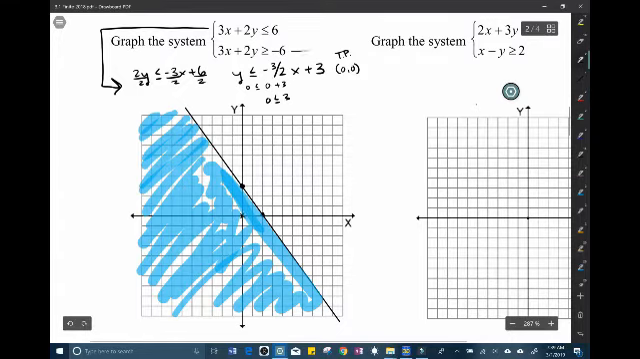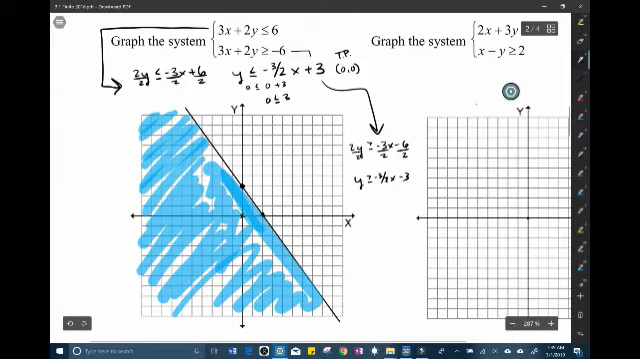Graphing the second one. So, we'll subtract the 3x over. We have 2y is greater than or equal to negative 3x minus 6. Divide by 2, divide by 2, divide by 2. Y is greater than or equal to negative 3 halves x minus 3.